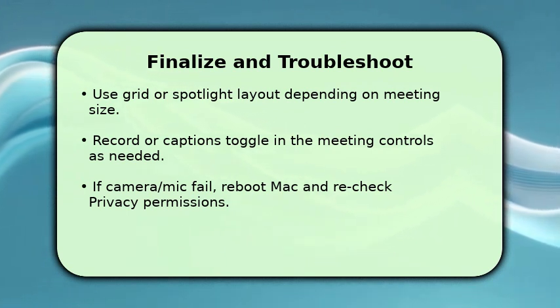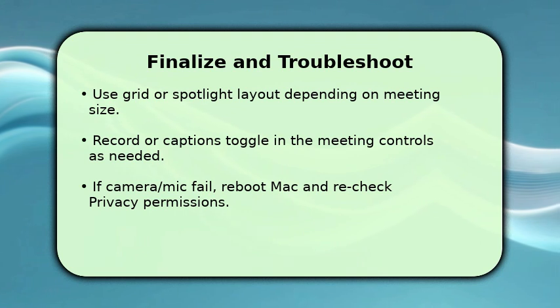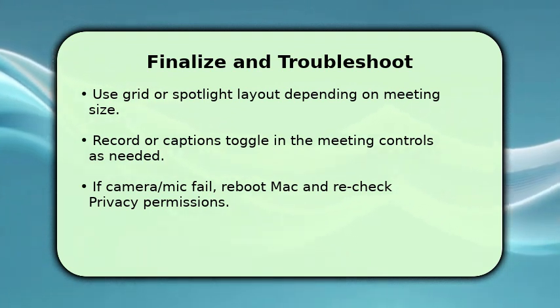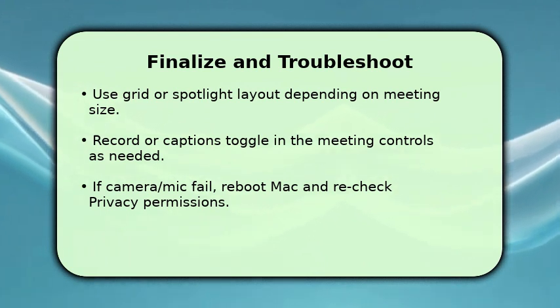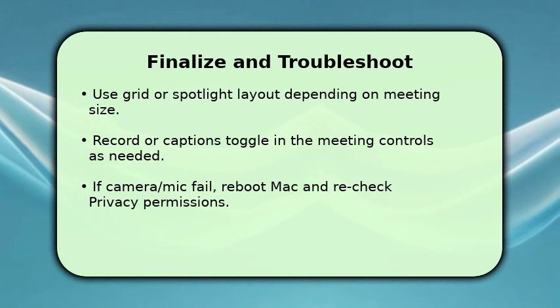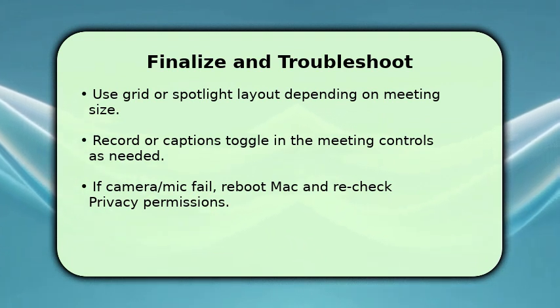If audio or video fails, first leave and rejoin the meeting. Make sure system settings still shows Meet with camera and microphone access. As a deeper fix, restart your MacBook Air and update macOS or Chrome. These steps resolve most persistent hardware permission issues.